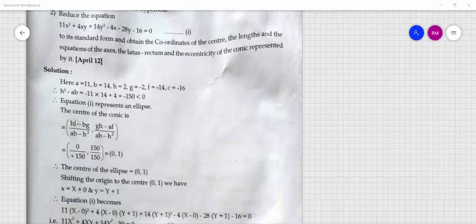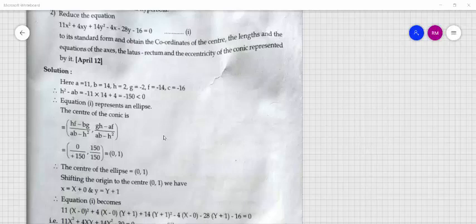Now dear friends, we discuss the second problem. Reduce the equation, this equation we have been given, to its standard form and obtain the coordinates of the center and the length and the equation of axis, latus rectum, eccentricity of the conic represented by it. So this problem is very important. If you understand this, you can solve all types of problems on this.